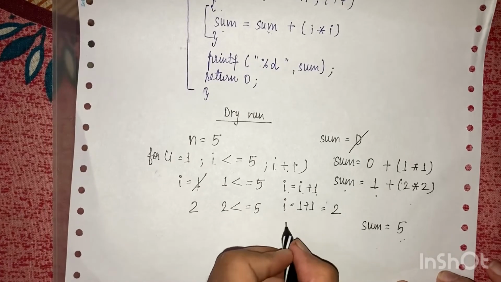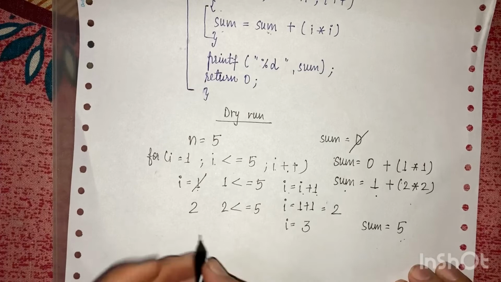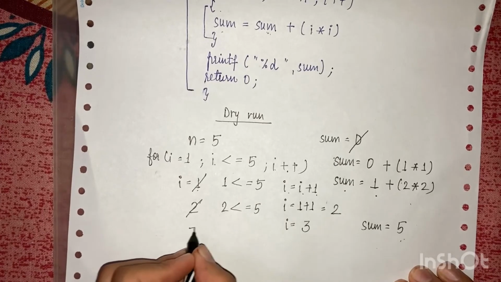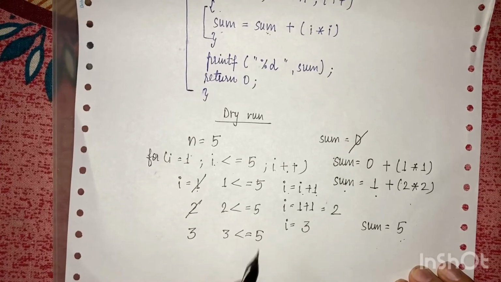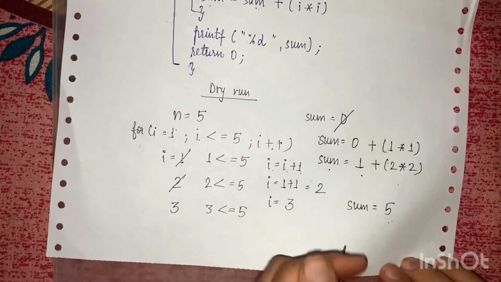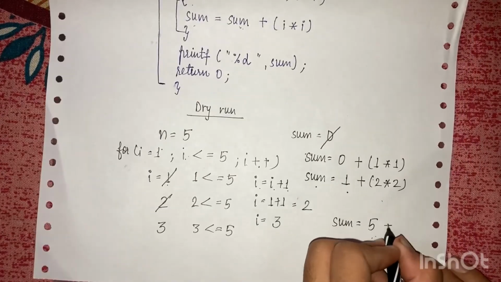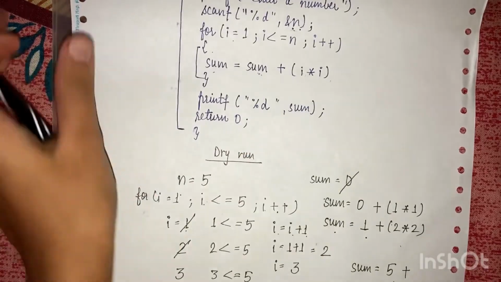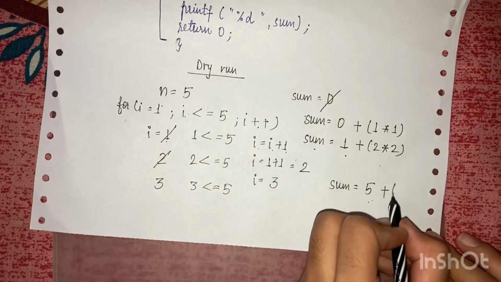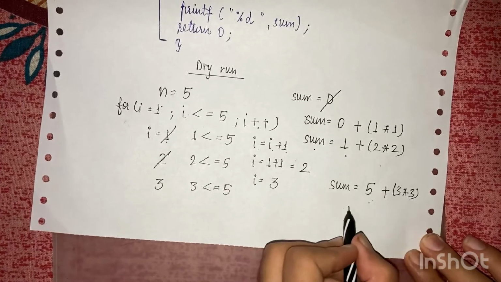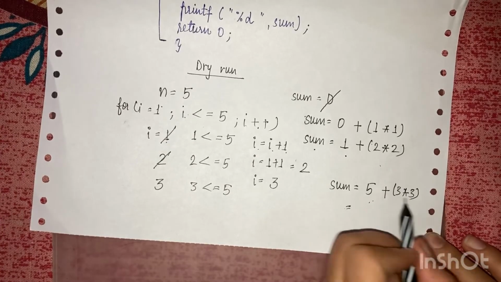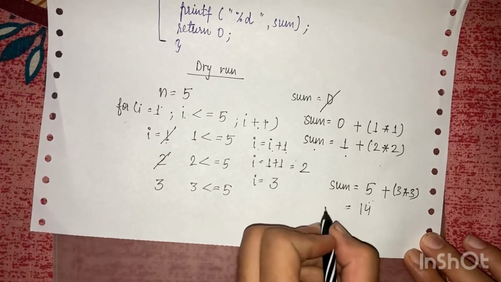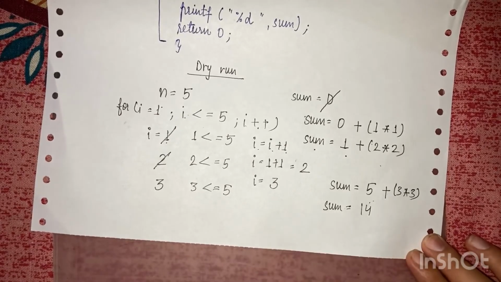Then again updation, I will be 3. So I is now 3. So 3 less than equals to 5, condition true, obviously. So sum is now 5 plus I into I again. So I is 3 into 3. So 5 plus 3 3s are 9. 9 plus 5 is 14. So the value of sum is now 14.